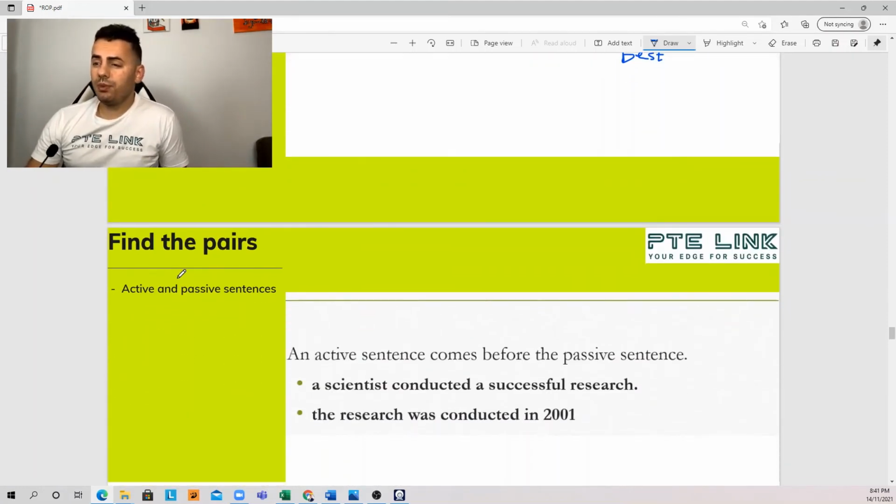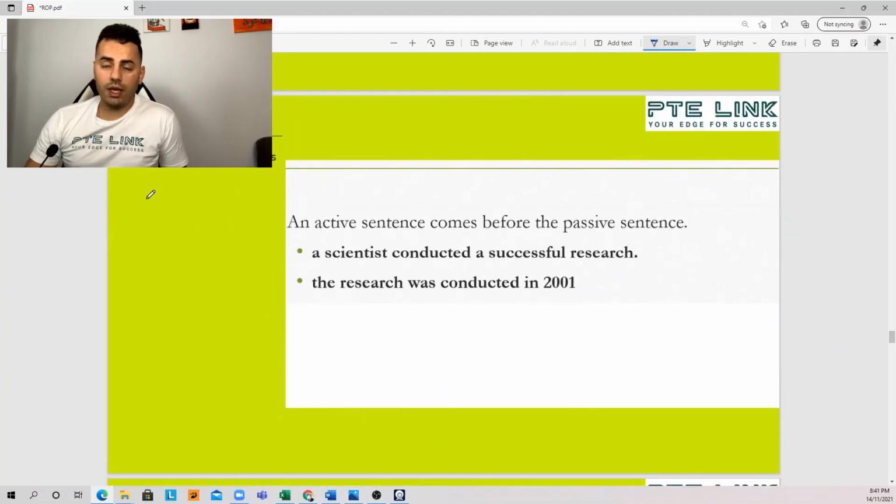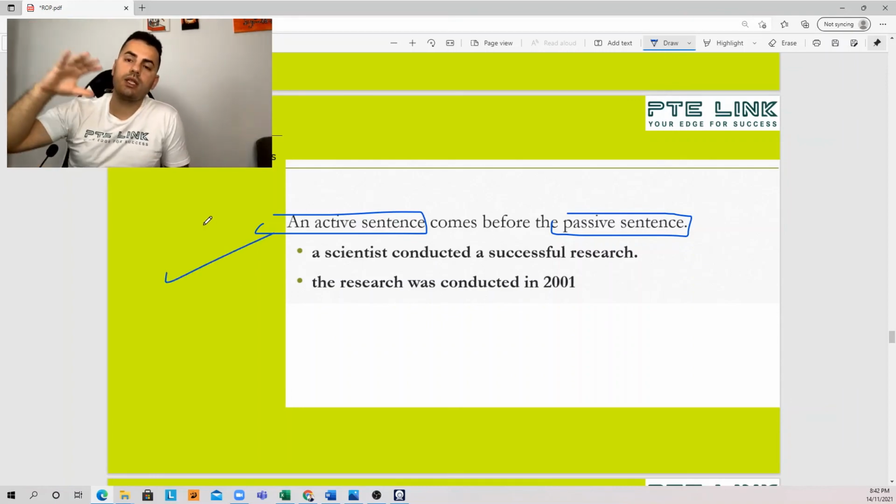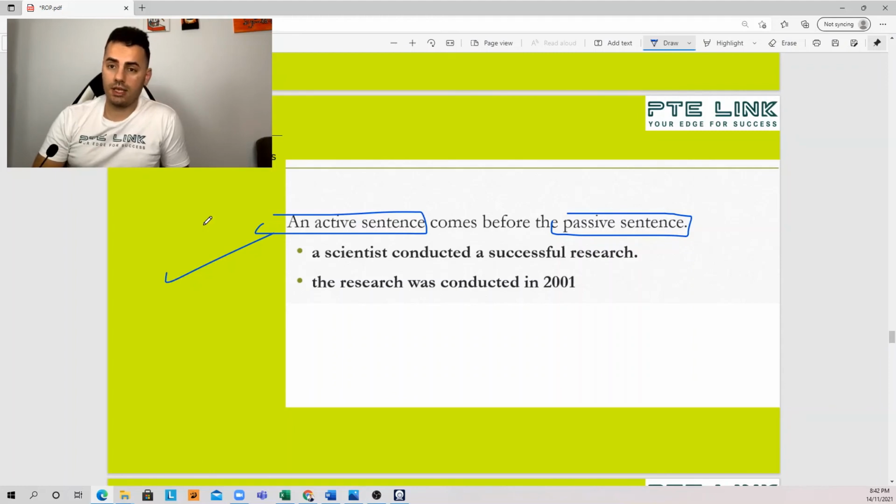Another tip is related to the active and passive sentences. Usually the active sentence will come before the passive one, yeah? A scientist conducted a successful research. The research was conducted in 2001. So you have to consider writing the active sentence before the passive sentence.